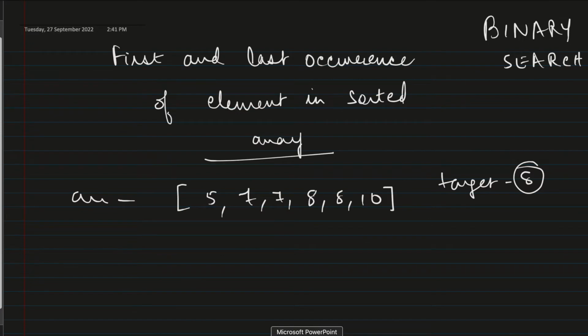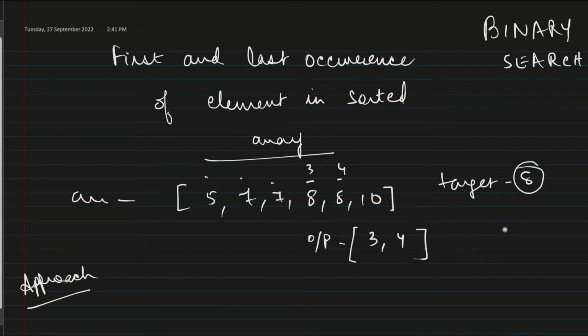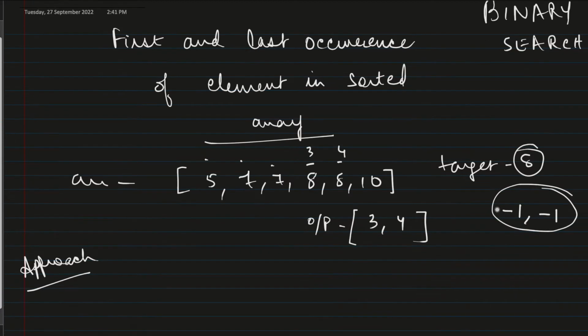So in the whiteboard, this is the array that we have taken and this is the target element, and the output is going to be 3 and 4 because that is the index 0, 1, 2, 3 and 4. So what should be the approach for solving this question? And also we have to think, when do we need to return -1 and -1? That is the edge case that we have to handle.